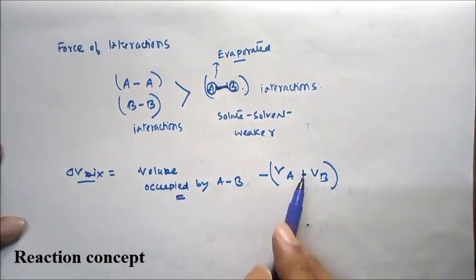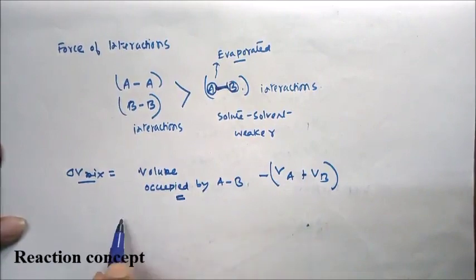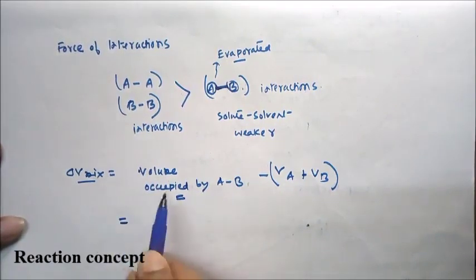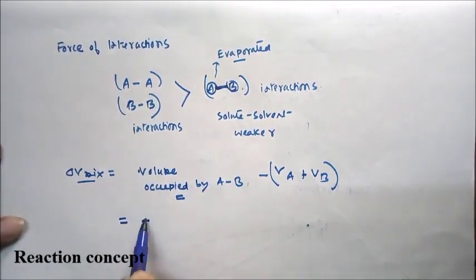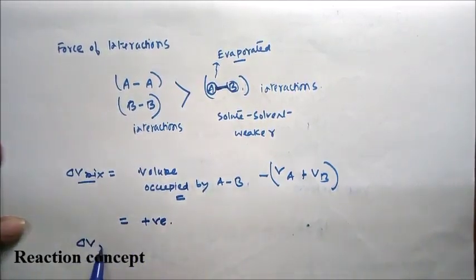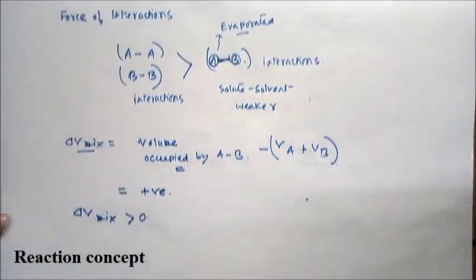Since this is greater than this value, it will give you a positive value. Therefore, del V mix for a non-ideal solution giving positive deviation will be greater than 0.